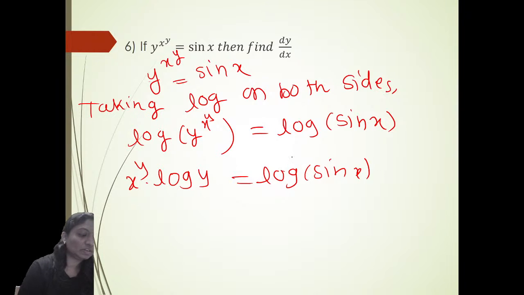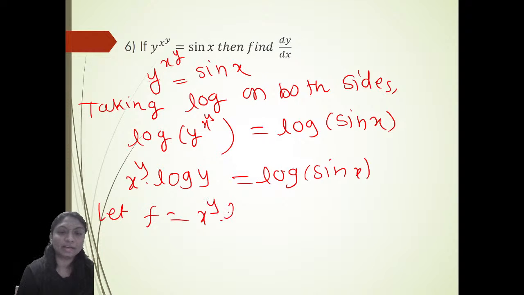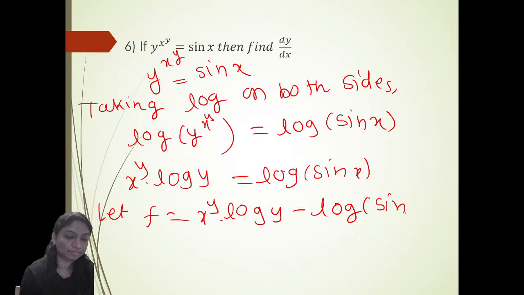So f is a function of x and y. Here we will assume let f is equal to x raised to y into log y minus log of sin x, which is equal to 0, because f is equal to 0. Now we will calculate df by dx, the total derivative for this.